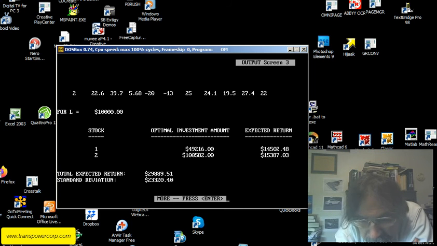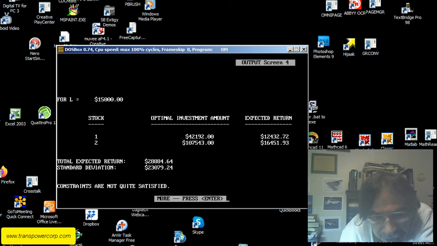we would put in for stock 1 49,216. For stock 2, we'd put in 100,502 and get the expected returns you see in the right column there, 14,502.40 and 15,387.03. Total expected return is, adding those two numbers up, 29,009.51, with a pretty high standard deviation, 23,320.40.